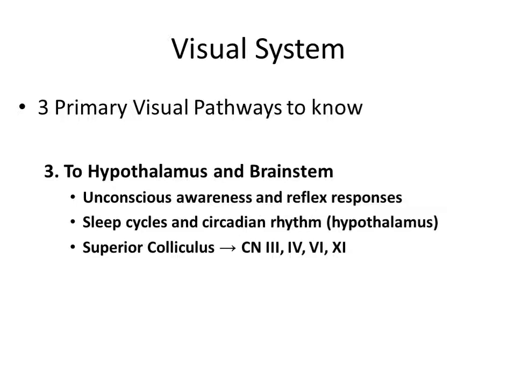The hypothalamus uses visual information to help with sleep cycles and circadian rhythm. It's very important for setting our body clock. Information going to the brainstem goes to the superior colliculus, where it's combined with input from the auditory system and helps control eye movements by sending output to cranial nerves 3, 4, and 6, as well as head movements going to cranial nerve 11, the accessory nerve.